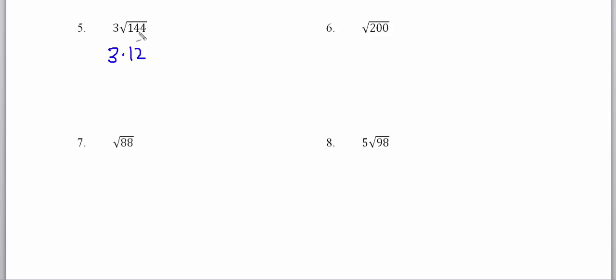Sometimes the number under the radical actually matches a number in the chart, so 3 times 12 is going to be 36. Here we have to break this down since the square root of 200 is not on the chart, but 100 is, and 2 would be its leftover, because 2 times 100 is 200. That would make this 10 square roots of 2.